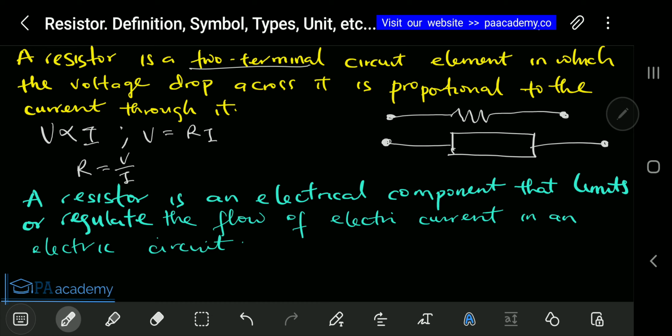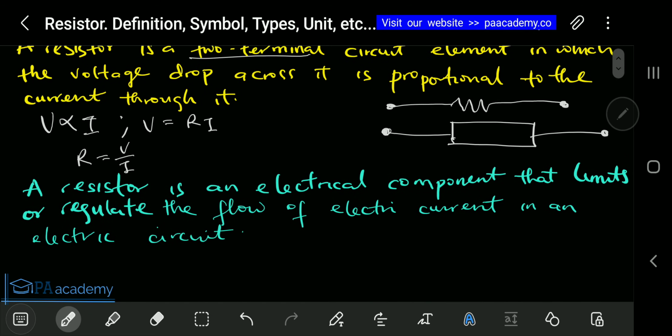So now let's analyze the second definition that we have. It says a resistor is an electrical component that limits or regulates the flow of electric current in an electric circuit. So if you are to explain that, it says it's an electric component that limits or regulates exactly the flow of electric current in an electric circuit.